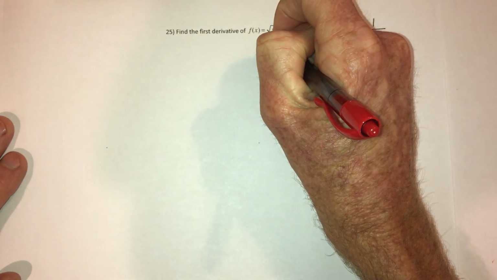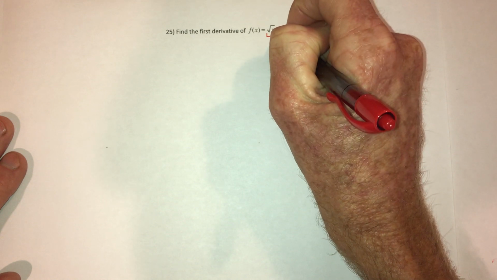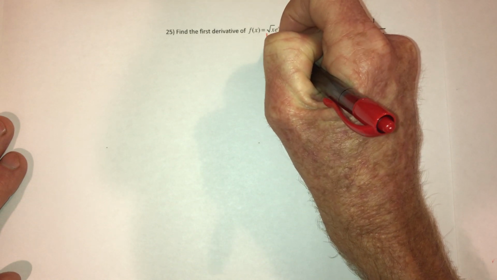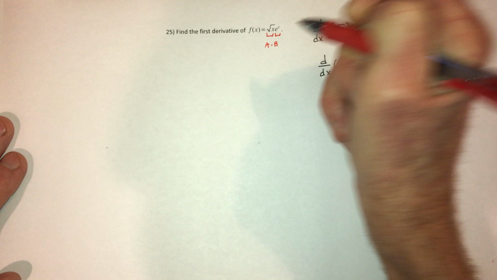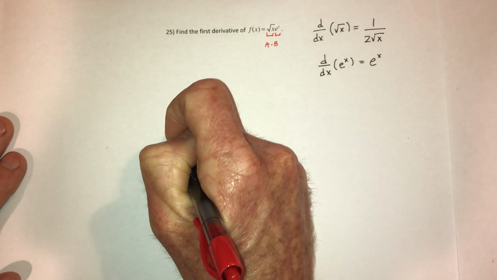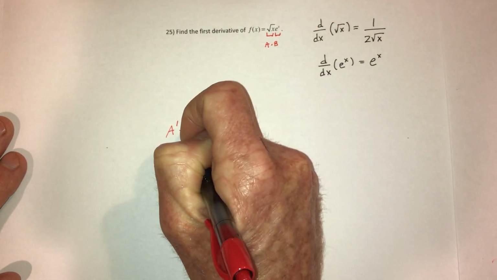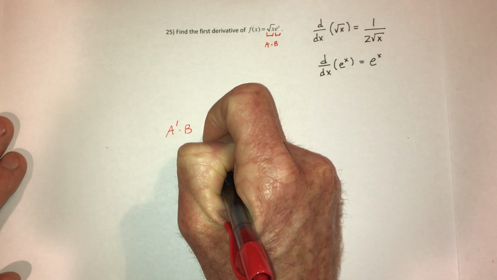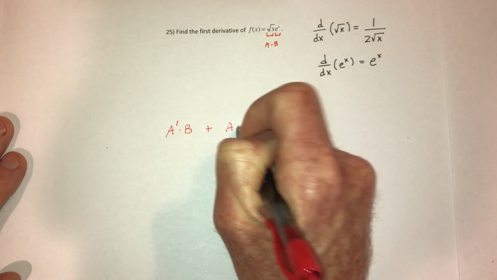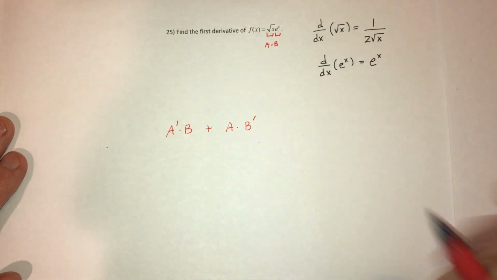We also need to use the product rule, which says if you have a product of two things, a times b, then the derivative is going to be derivative of a, and then just leave b alone, plus leave the a alone and take the derivative of b.